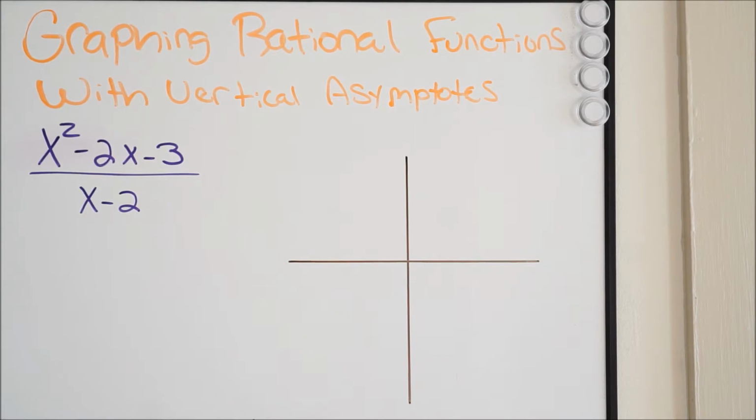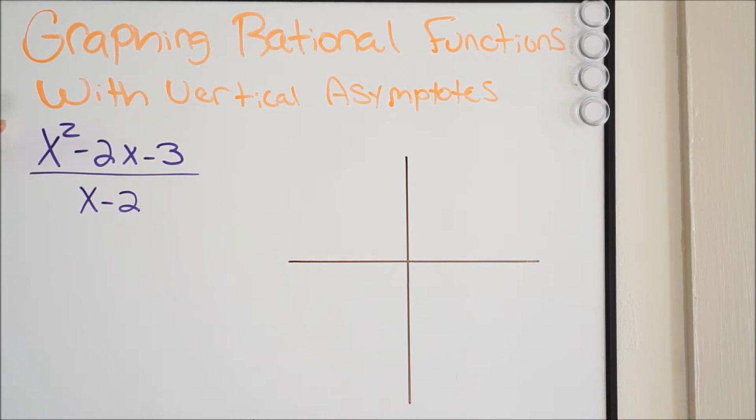Today we're going to be talking about vertical asymptotes. Remember, there are vertical and horizontal, but in this particular problem we're only talking about vertical. We're going to talk about how we can graph this function and how we can determine what the vertical asymptotes of this function are. The first step is to factor. If you can factor the numerator or the denominator, you want to go ahead and do that.